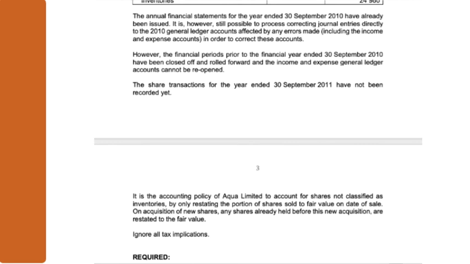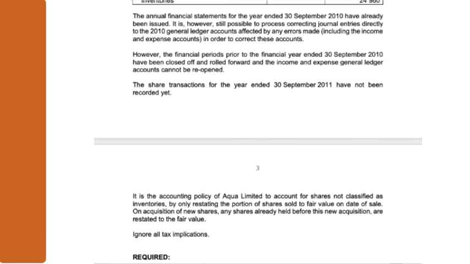So we know that we made a mistake. They said it was an inexperienced accountant and they incorrectly treated the shares as inventories. They made it very clear it's an error. And it is a prior period error. It is not an error in the 2011 accounting period.